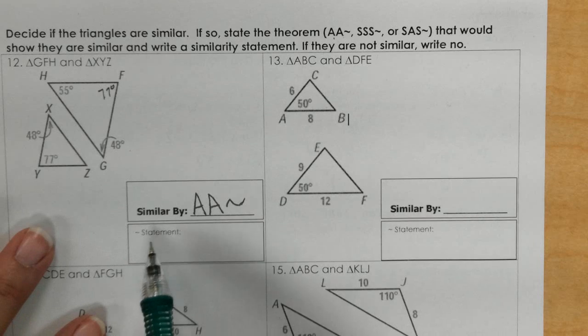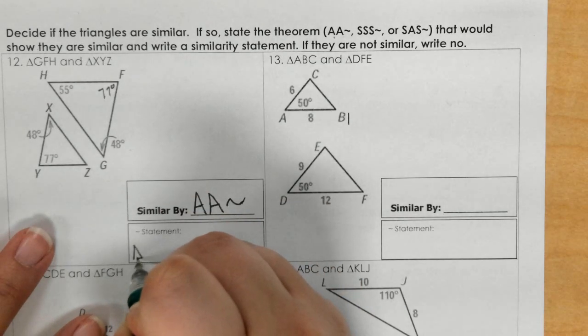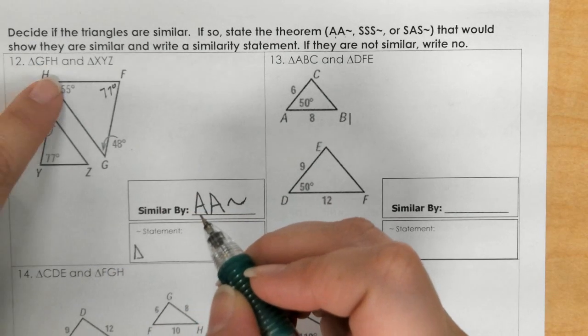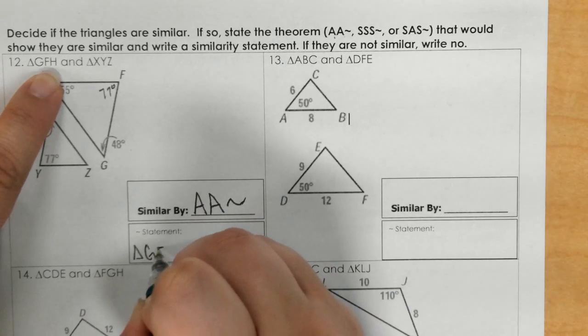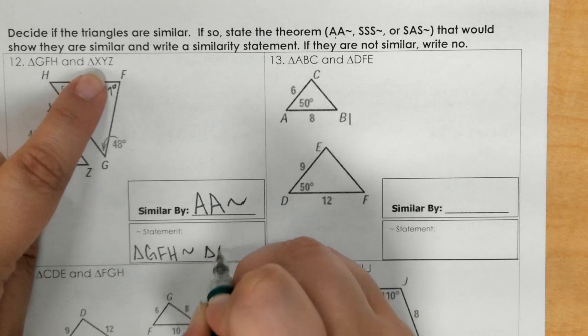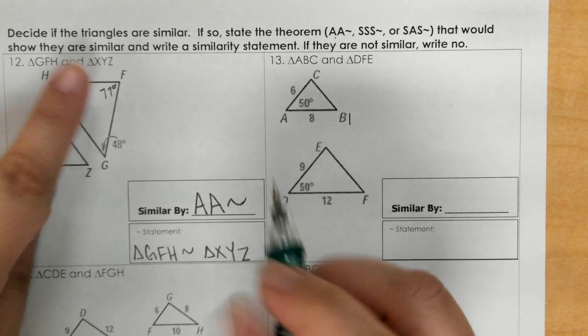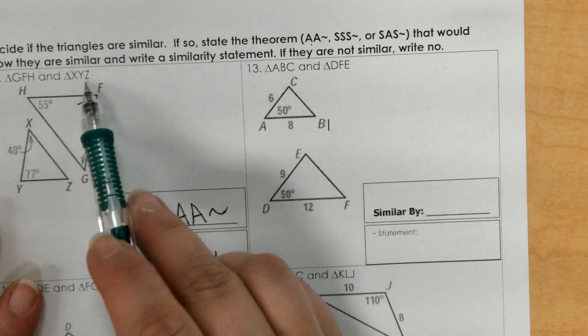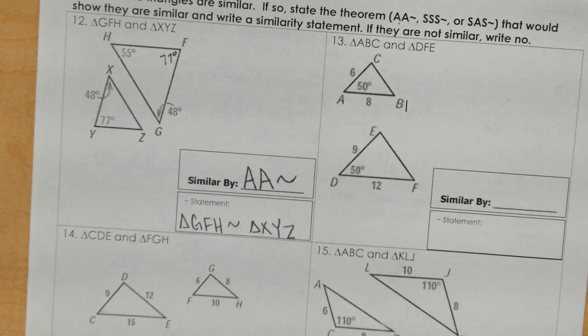Then, for the statement, we would say, okay, triangle GFH is similar to triangle XYZ. So right here it gives you your 2 triangle names. You're just going to write the similarity symbol in between them.